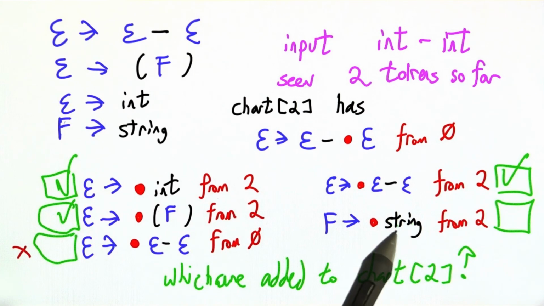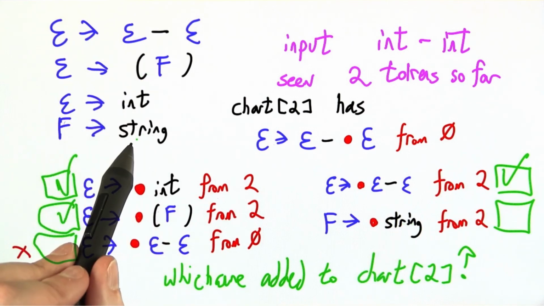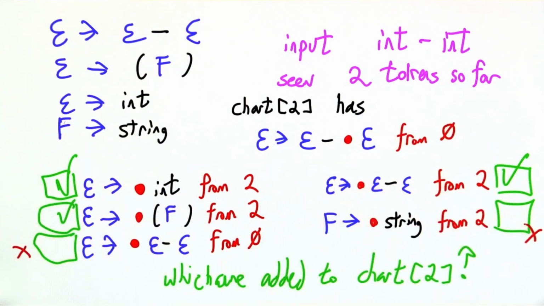I'm not going to predict seeing a string until I've seen an open parenthesis. If you think about this grammar, the only way to get to string is after an open parenthesis. I haven't seen one of those, so this is a bad prediction.